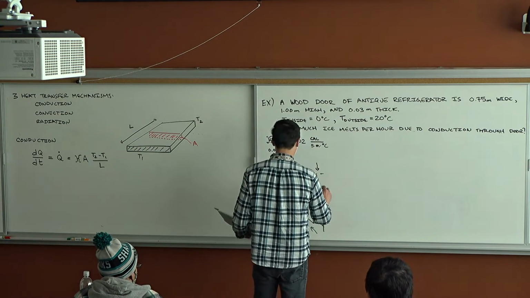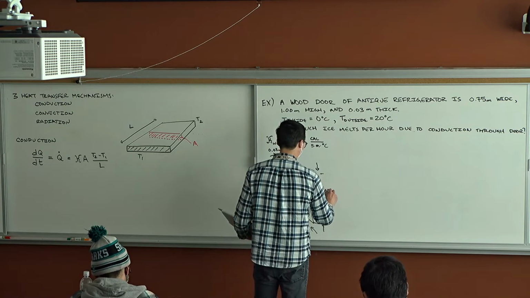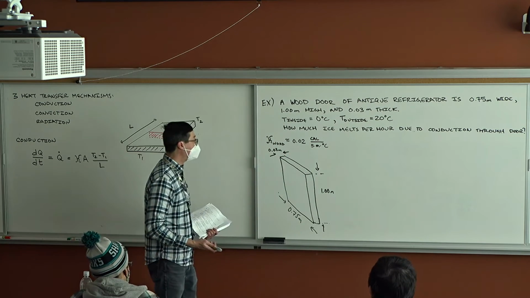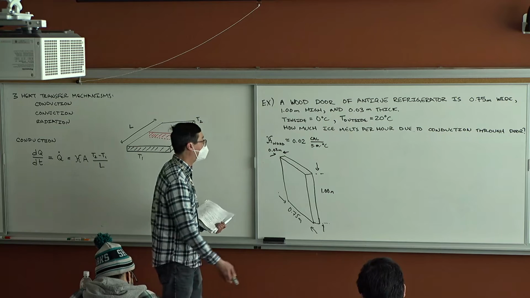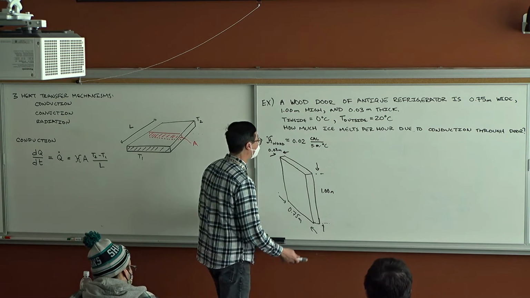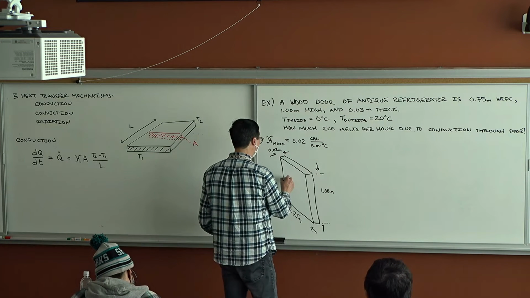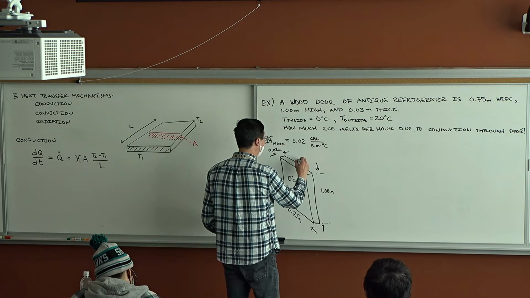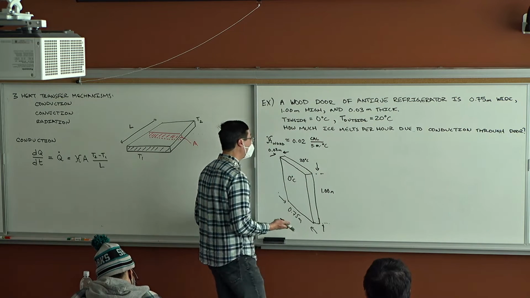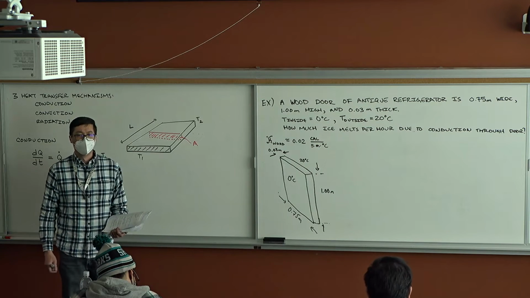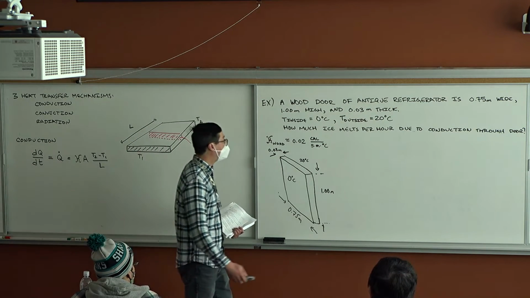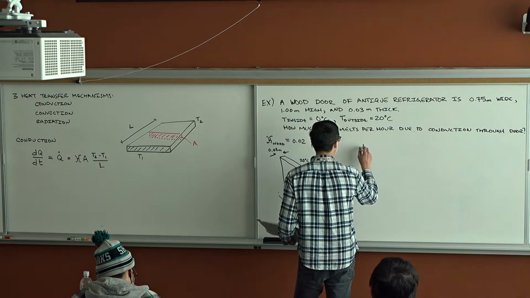Oh, yeah. Okay, and so T1 is, I don't know, on the inside and T2 is on the outside, however you want to do this. 0 degrees Celsius and 20 degrees Celsius. Does that make sense? Yeah. So can you help me find dQ/dt?